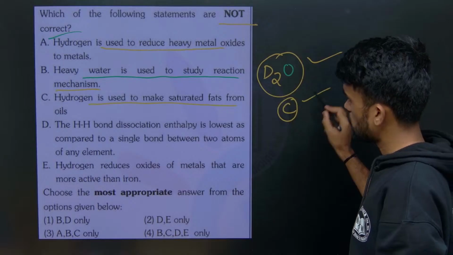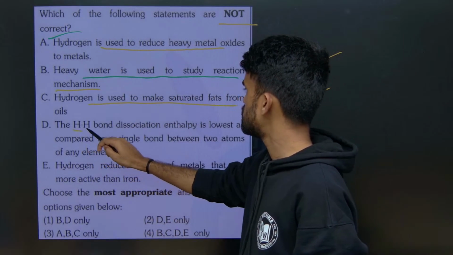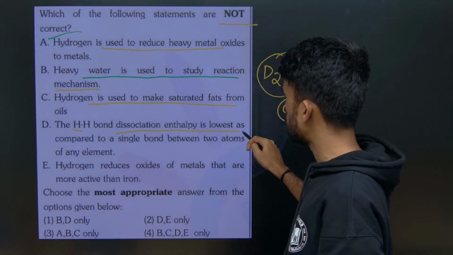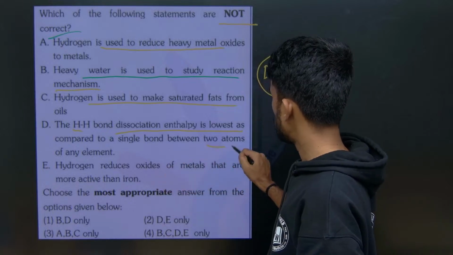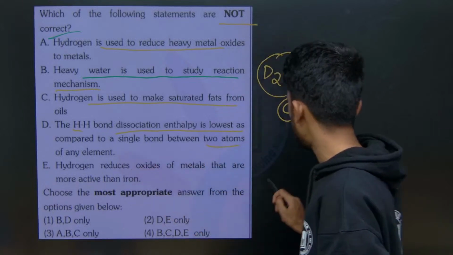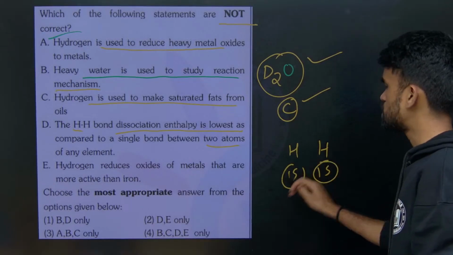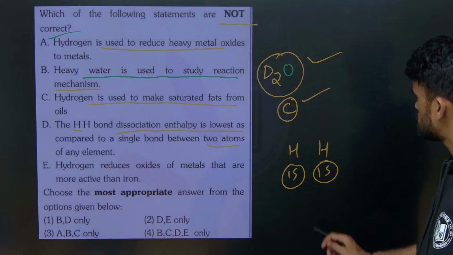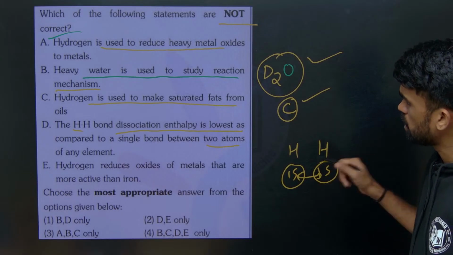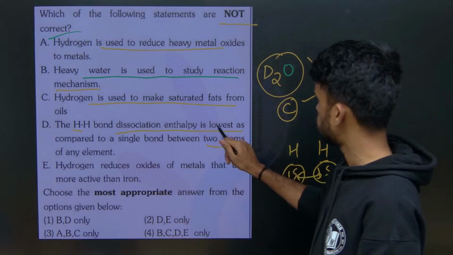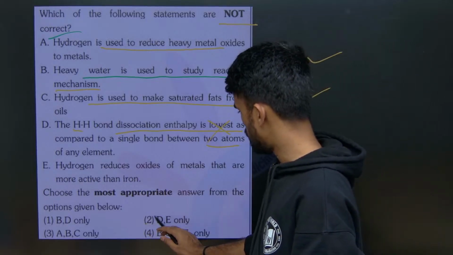They are asking about the not correct one. The H-H bond dissociation enthalpy is lowest compared to the single bond between two atoms? No. H-H has hydrogen with one s orbital each, both of the same energy and very close to the nucleus, so the overlapping is very strong. This will have high energy, not low energy. This is incorrect, so we have option D here.